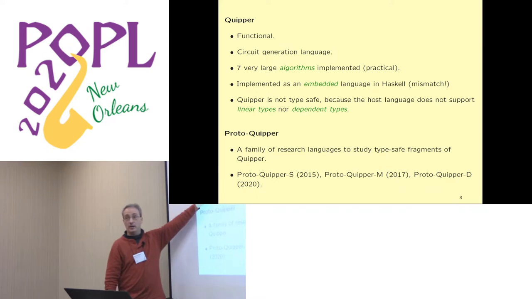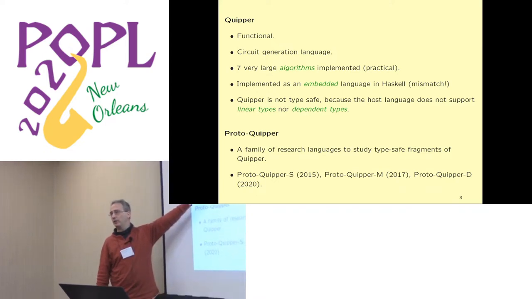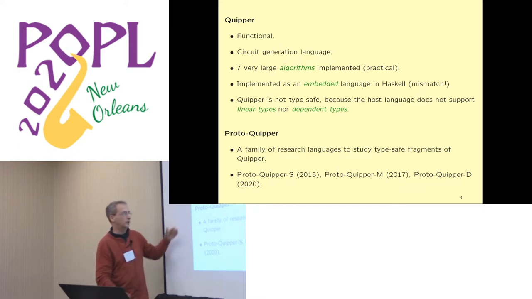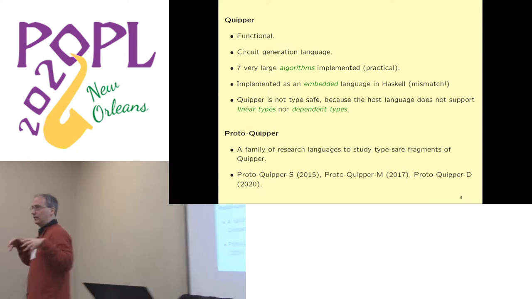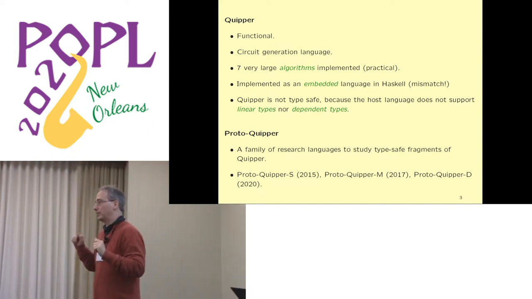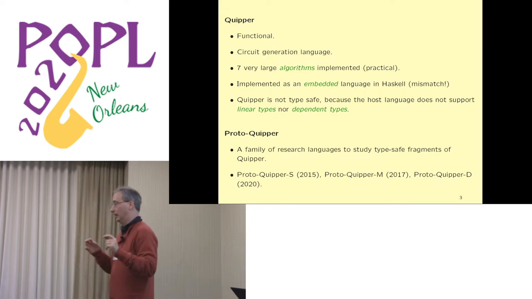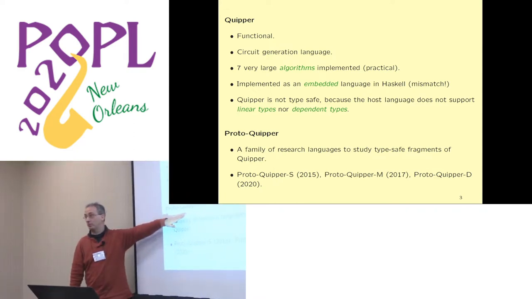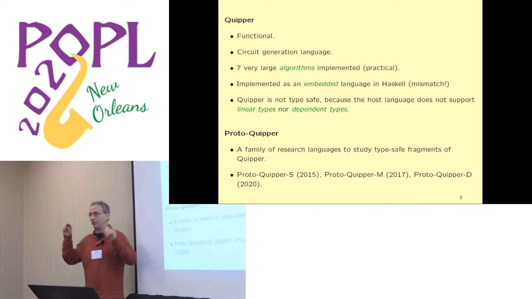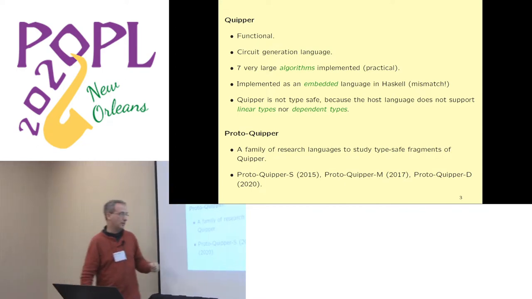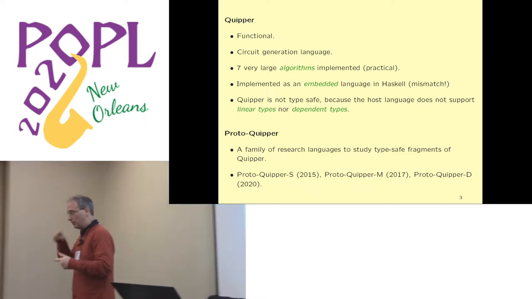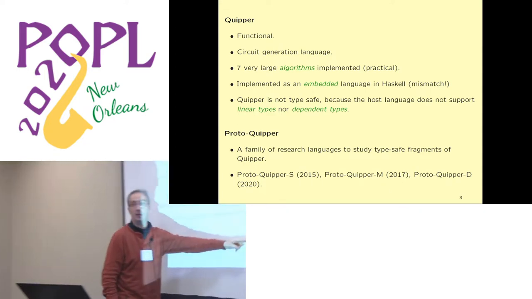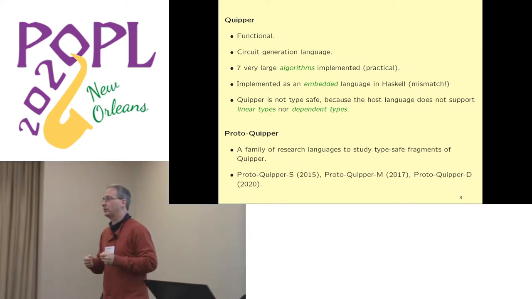Quipper we designed roughly 2012-ish, so maybe 8 years ago, and it's practical. You can download it, and it works. Now, as researchers, we want to investigate type-safe fragments of Quipper. So get rid of the embedded language approach and just make a system with typing rules that you can prove stuff about. So we have a whole family of such languages called Proto-Quipper, which basically just means the prototype for the type-safe Quipper. And just like Microsoft has Windows ME, Windows XE, Windows ML, Windows 7, Windows 10, we have Proto-Quipper S, Proto-Quipper M, Proto-Quipper D. Every few years we produce a new one of these.